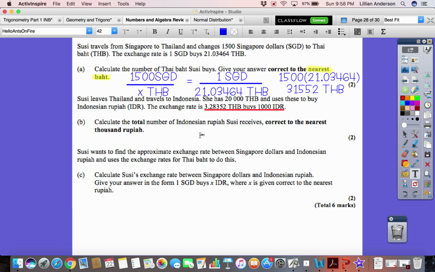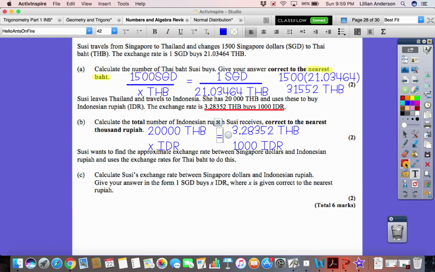So how do we determine the total number of rupiah she receives? Remember, it's 1,000 rupiah. You've got to be careful with this again. Okay, it tells you how to round it. So let's start it off. She starts off with 20,000 baht, and she's trying to convert that into a certain number of Indonesian rupiah. Okay, so you have that part. You know the conversion is 3.28352 baht buys you 1,000 Indonesian rupiah. So you set up the proportion like so.